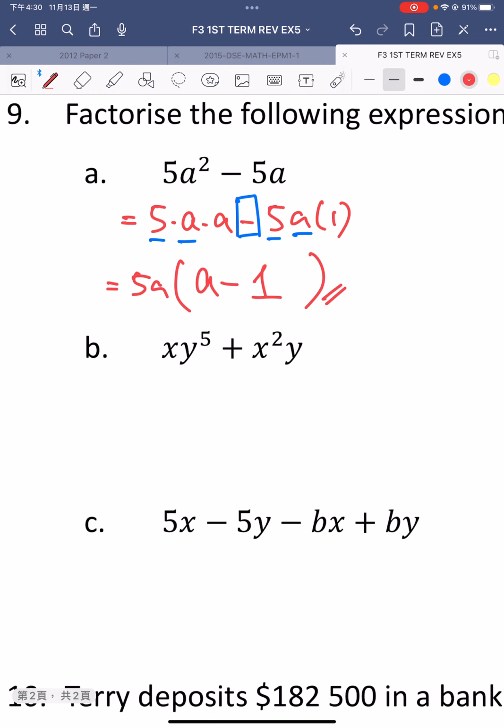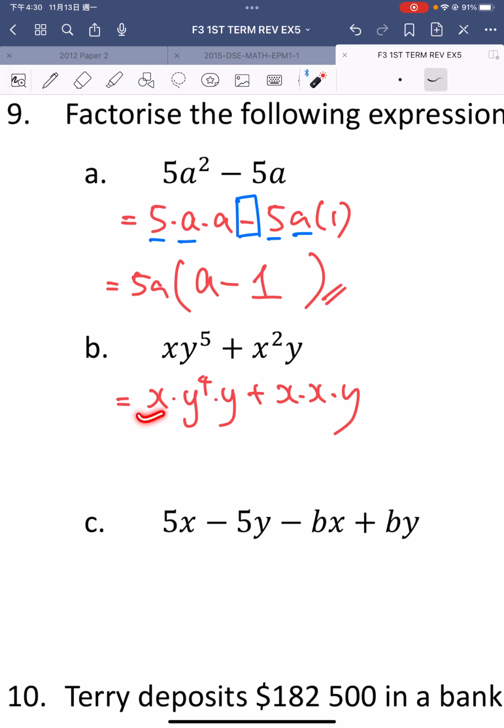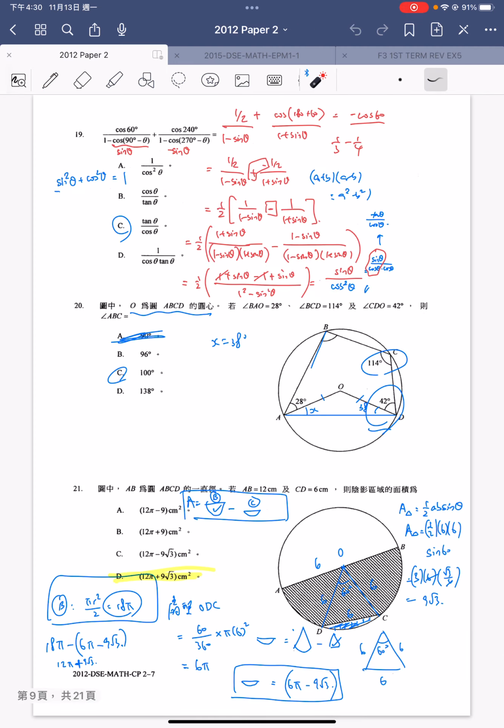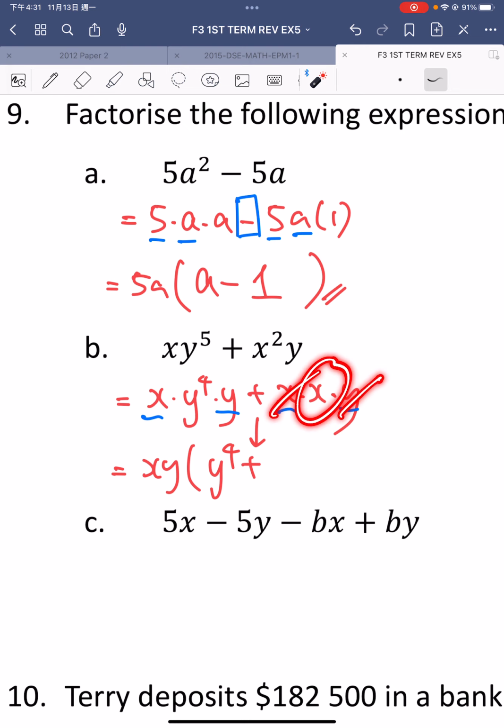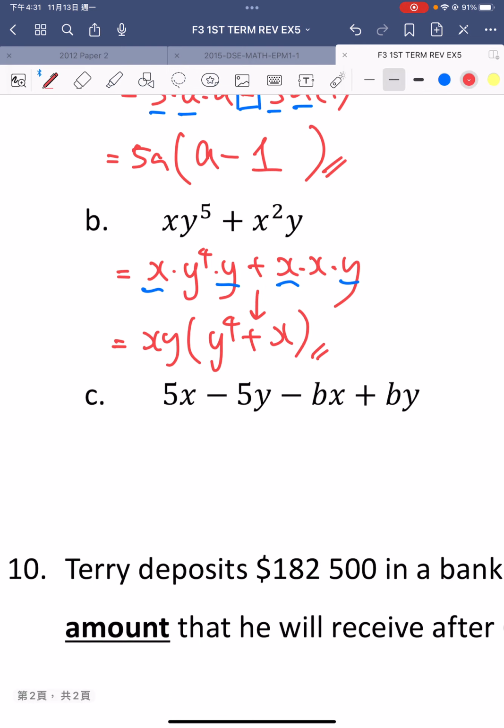And then for question B, we can write this as x times y times y times y times y, or we can write it as y to the power of 4 times y, plus x times y, isn't it? Now we can see that x and y are common factors, so we need to take out xy. What we leave is y to the power of 4. We keep this plus sign, and from the right hand side, we have x and y taken out, so what we leave is x. Okay, so that's for question B.